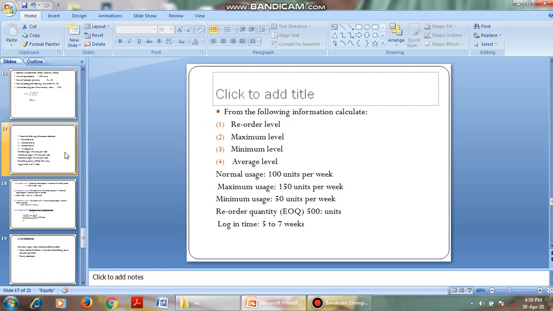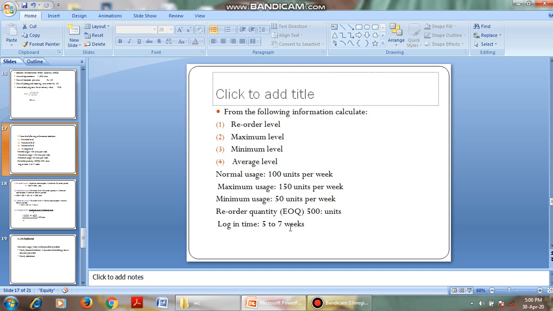From the following information, calculate reorder level, maximum level, minimum level, and average level. The data is given here. Normal usage is 100 units per week, maximum usage is 150 units per week, and minimum usage is 50 units per week. This is raw material, or inventory. Reorder quantity is 500 units, lead time is 5 to 7 weeks.